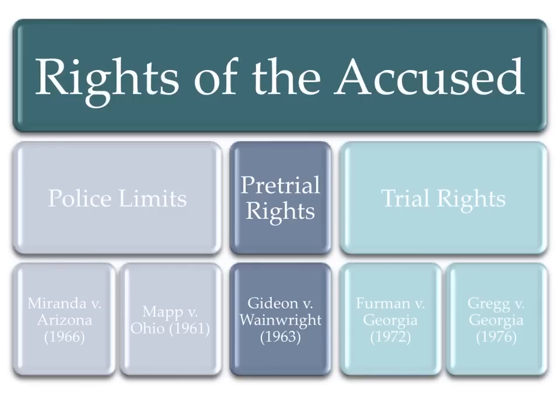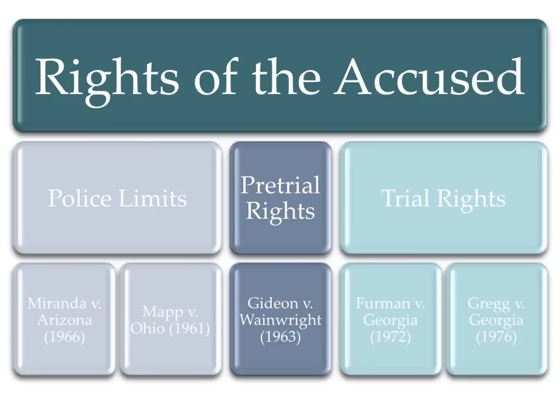So Mapp versus Ohio ends up being a very significant case in that if the police violate your right against illegal search and seizure, they can't use any evidence they obtain in the process of violating your rights. They have to get a warrant from a judge to search your property without permission.